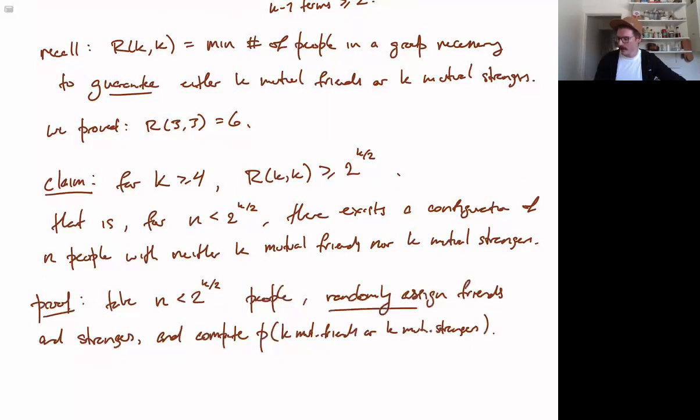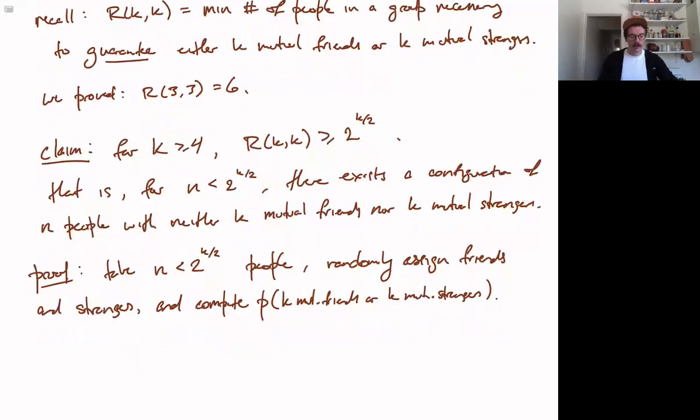So by randomly assigning friends and strangers, let me say what I mean by that for a second. I just mean that we have a bunch of people, and for each pair of people, we're just going to choose them to be friends with probability 1/2 and strangers with probability 1/2. And then we want to compute this probability. So how can we compute this?